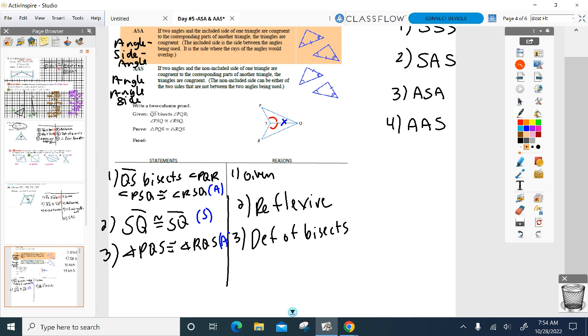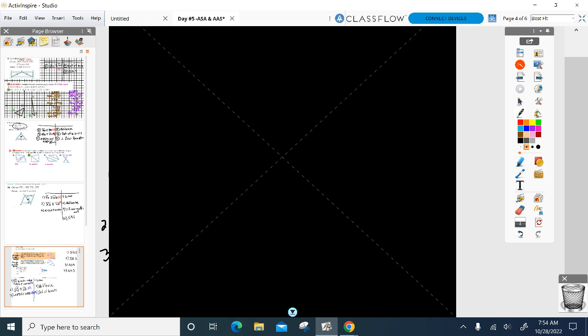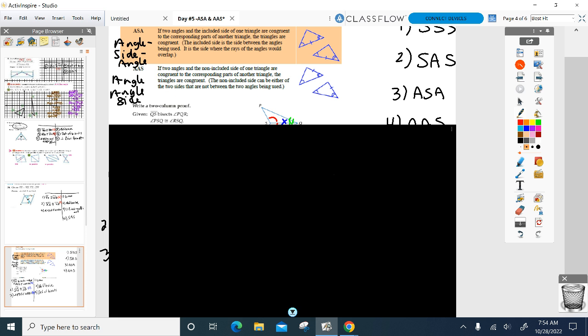There's another angle. Now what we need to figure out is: is it angle, side, angle or angle, angle, side? Again, just like I did yesterday, cover up one of the triangles and figure out if that reflexive side is in between the two angles or not. So you guys go ahead and see if you can determine the method. Is that side in between or not?